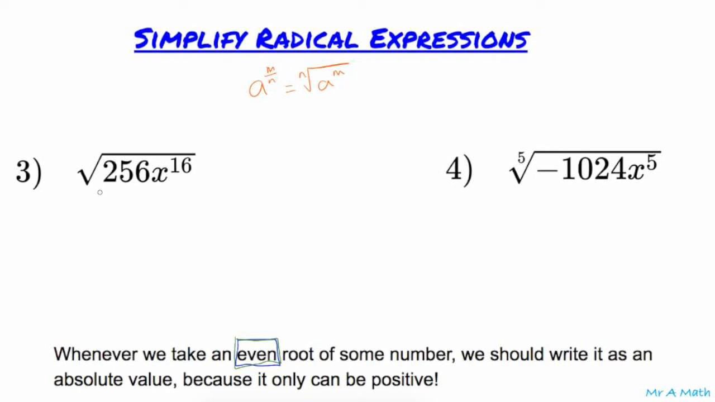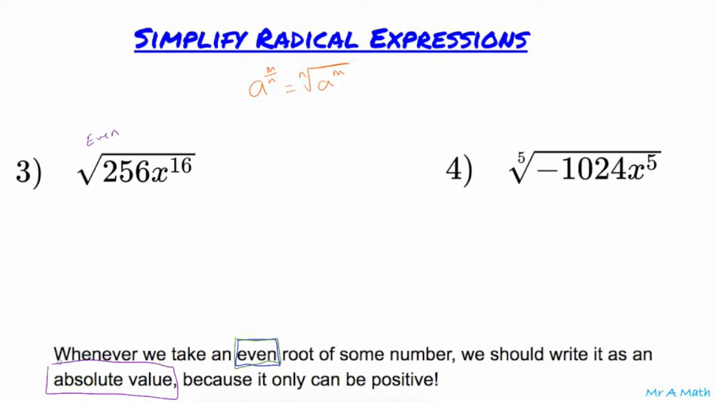All right, so here we have the square root of 256 times x to the 16th power. And so remember, this is an even root. We are taking the second root of 256 times x to the 16th. So since this is an even root, we should expect our answer to be an absolute value.